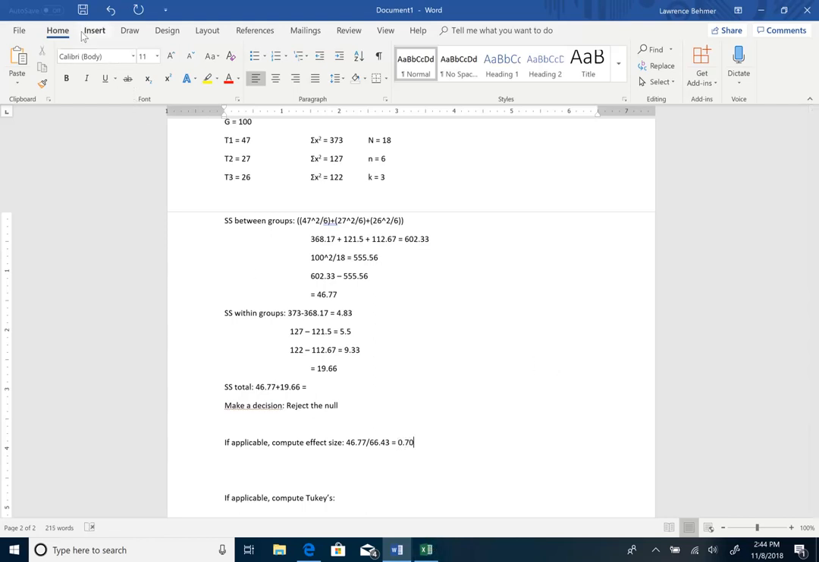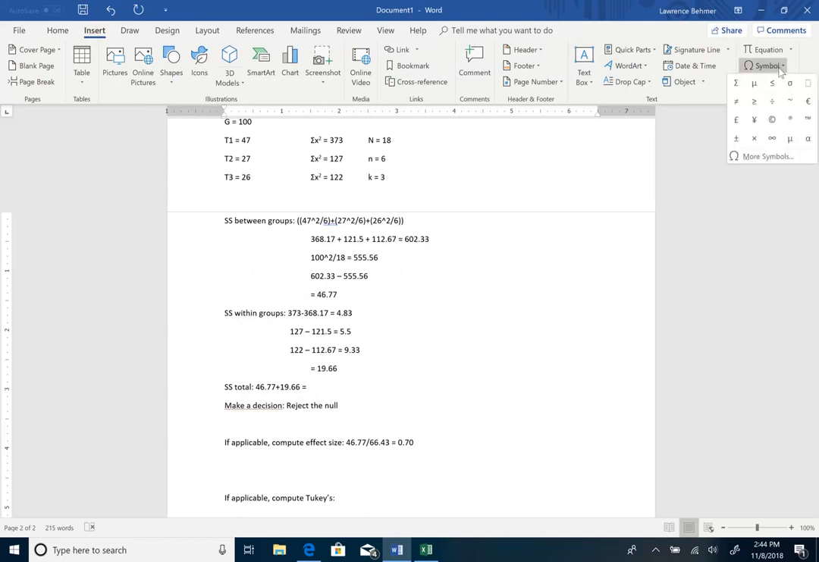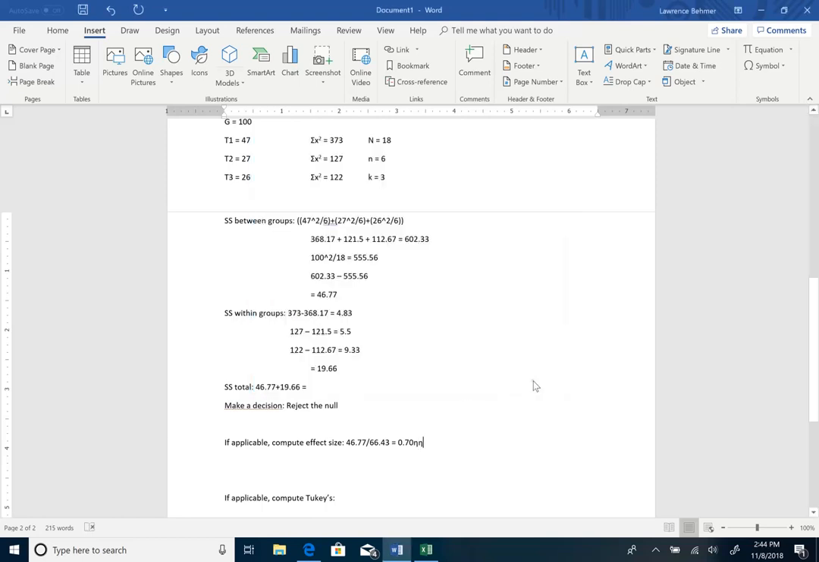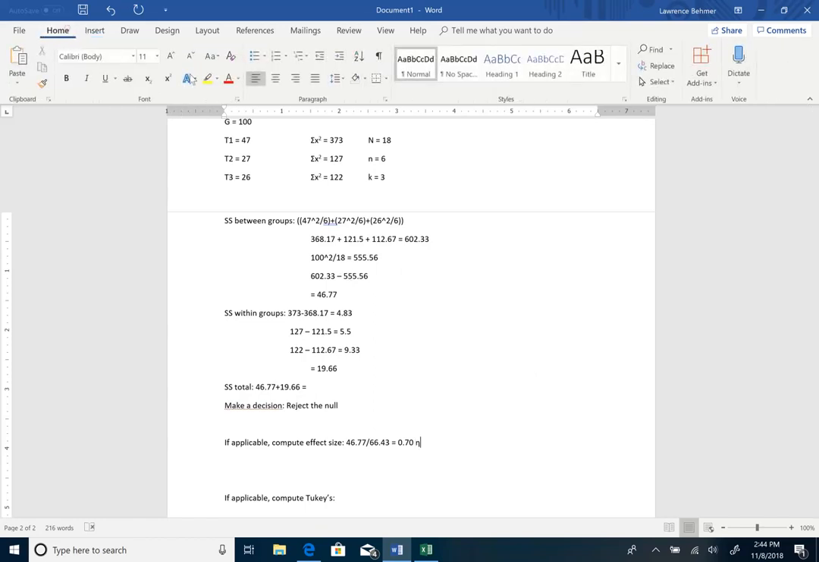Right? In fact, I think this has got an eta symbol in here somewhere. Let me see. I'm not going to search around too much for it, but it's not that. There it is. That's the eta symbol. Right, so you actually could just do this. Eta squared equals 0.70.